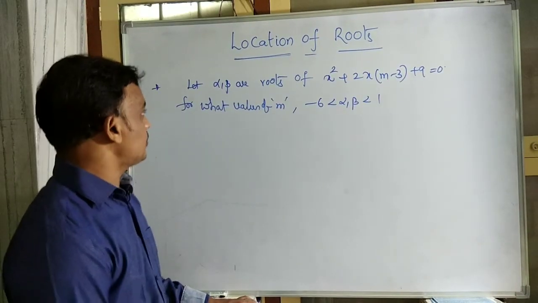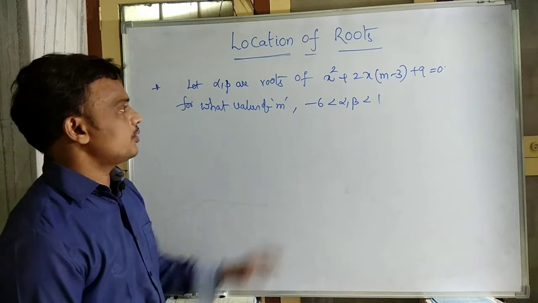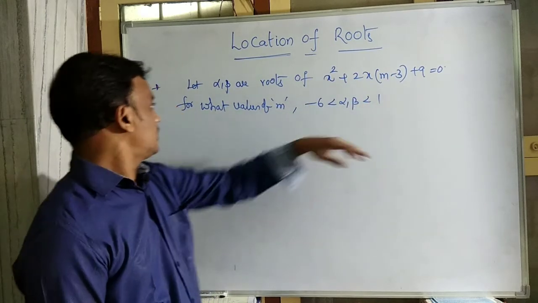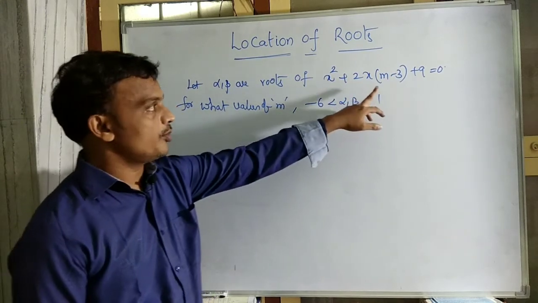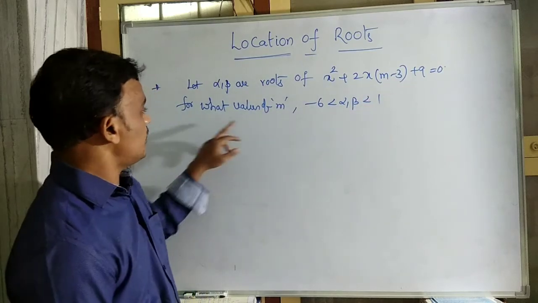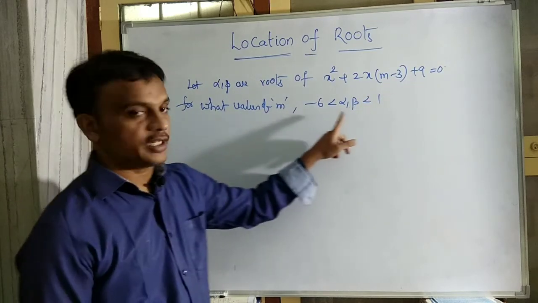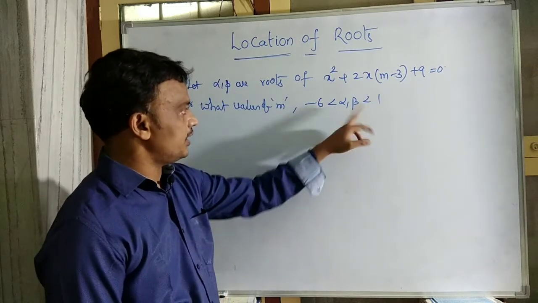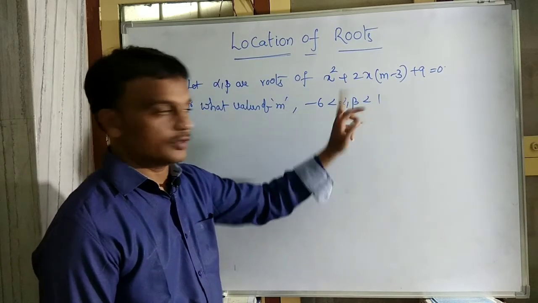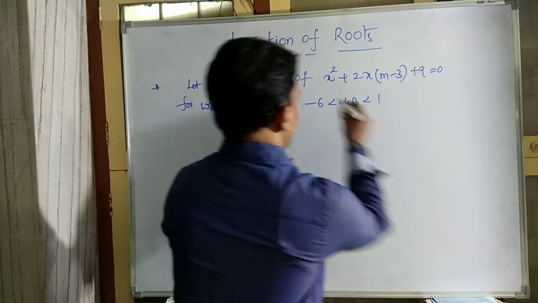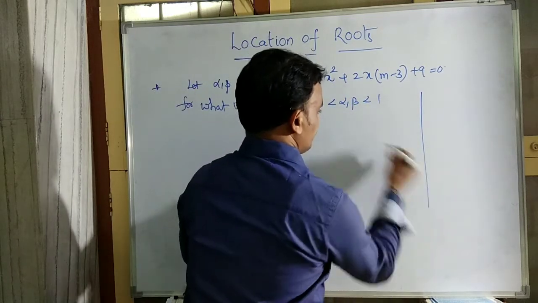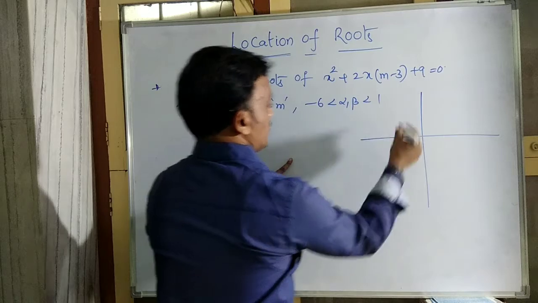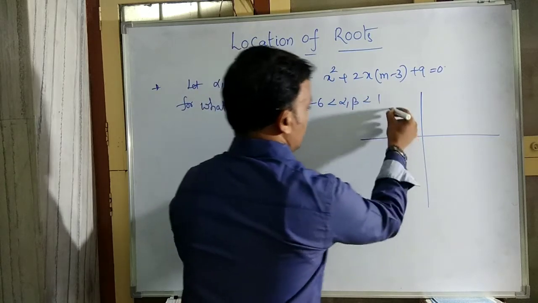Yes, let us see one more problem. If alpha and beta are the roots of this quadratic equation, and in that case one unknown variable m is there, for which values of m does this satisfy the inequality? Alpha and beta, both the roots, lie in between minus 6 and 1. So come on, draw the diagram. The x square coefficient, the leading coefficient, is 1, so it is an upward parabola.